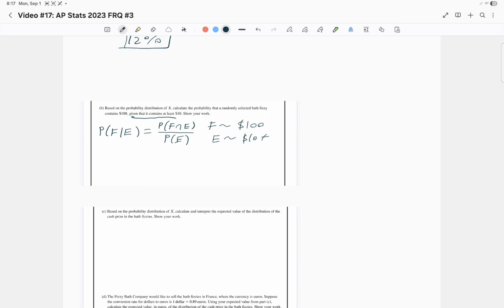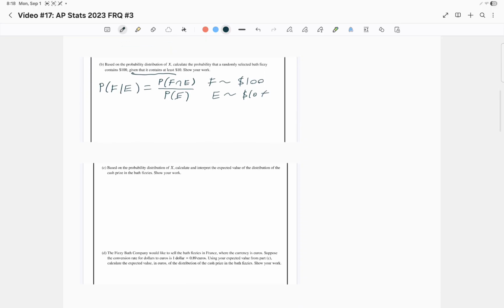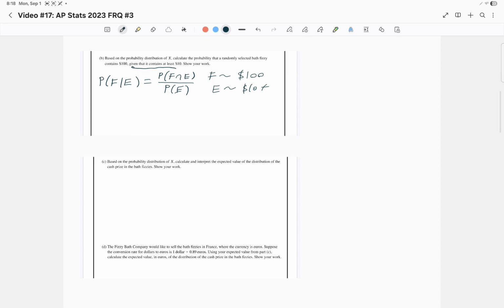Send it on Twitter. Show all your friends. Wow, I just got $100 from this Bath Fizzy. You should all buy it. Don't do that. Whatever. I'm losing it.